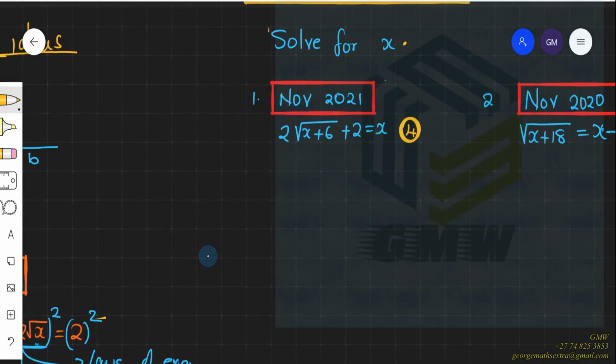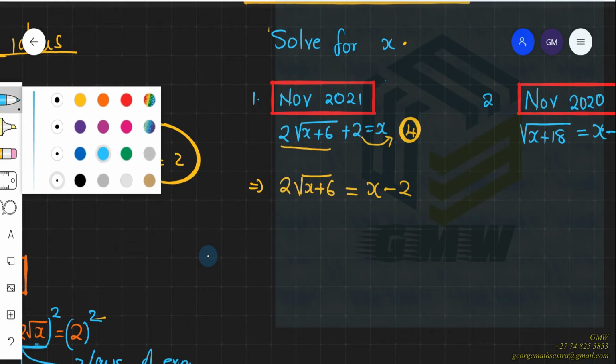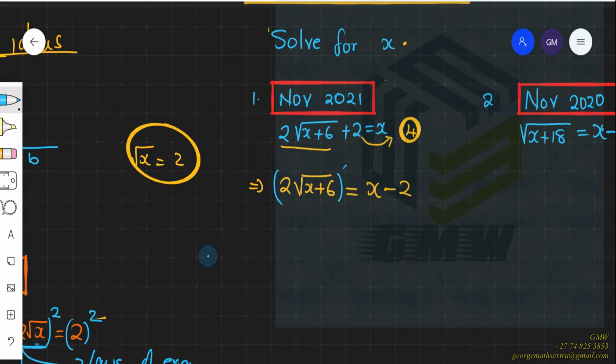So, looking at this, I need to make this term be alone on one side of the equal sign. So it means I will have 2 square root of x plus 6 equals x. This term here will cross, it becomes minus 2. Now, when I have done this, I have met the idea of having the square root of x equals 2 that we started with. So I can now safely square both sides. So I'll quickly do that. I square this side and I also square this side.